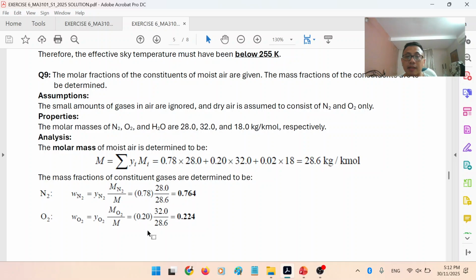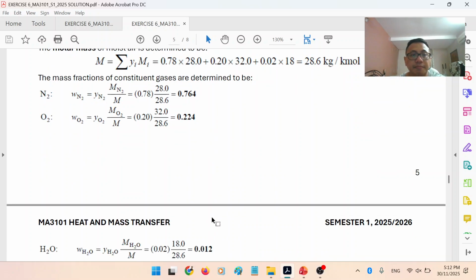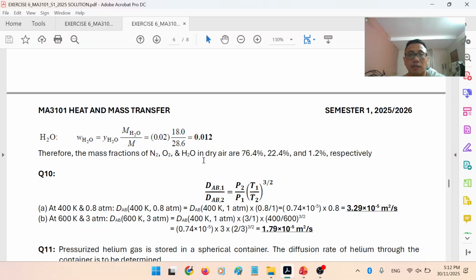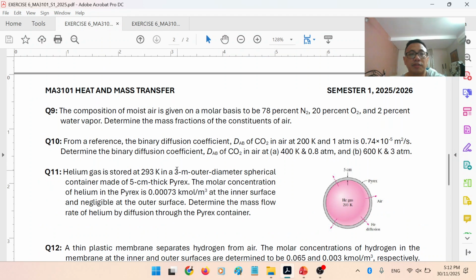Okay, now same thing for oxygen. It's just 0.2 times 32 over 28.6. Now it's 0.224, which is 22.4%. Okay, water vapor is 18 over the total 28.6, and the mole fraction given in the question is 0.02. Now we have 0.012 mass fraction, or 1.2%. Okay, so these are the mass fractions of the moist air.